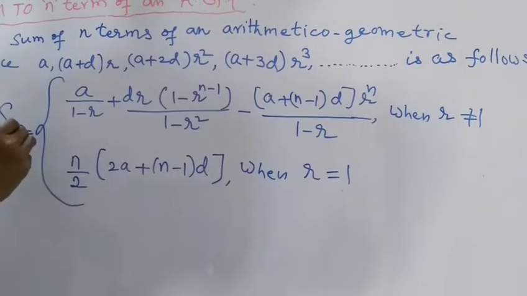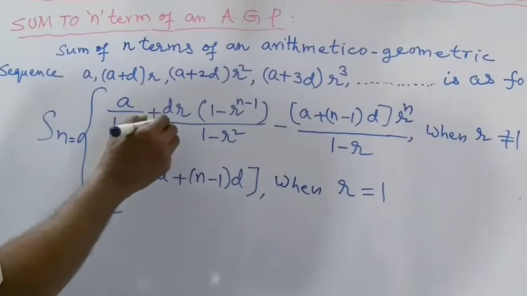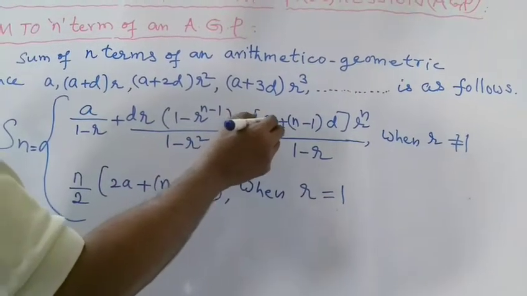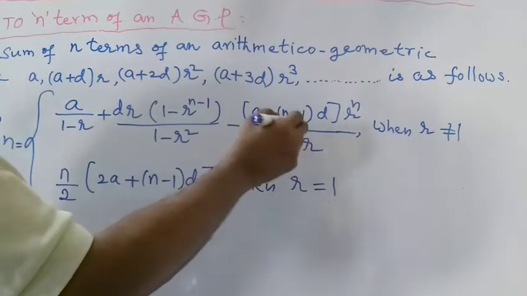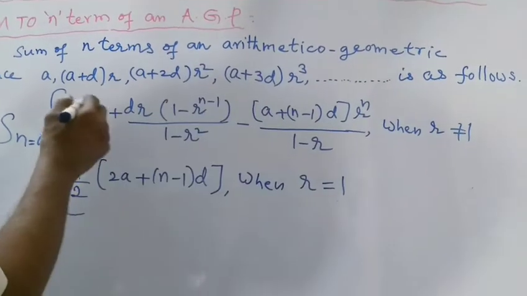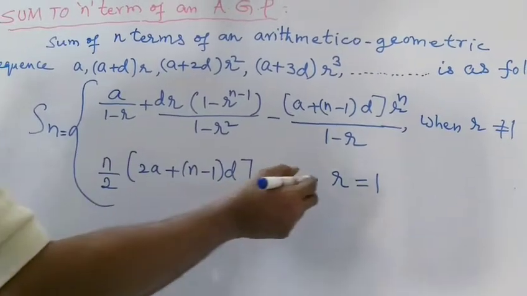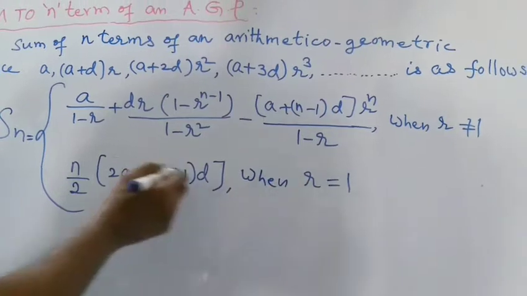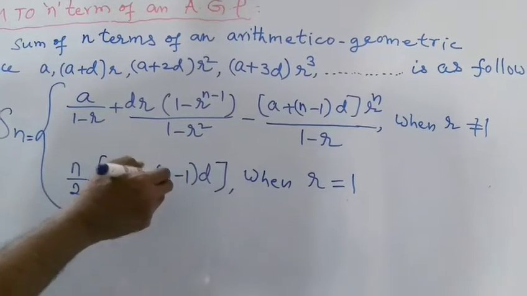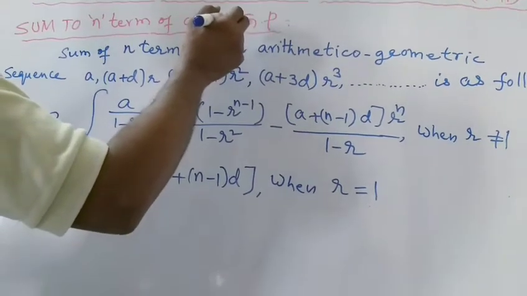Sum to n terms of AGP is a by 1 minus r plus dr into (1 minus r to the power of n minus 1) by (1 minus r) square minus (a plus (n minus 1) into d) into r to the power of n by 1 minus r, when r should not be equal to 1. This is the sum to n terms of the arithmetic geometric progression. And when r is equal to 1, the common ratio is equal to 1, it is n by 2 of (2a plus (n minus 1) into d). This is the sum to n terms of an arithmetic geometric progression.